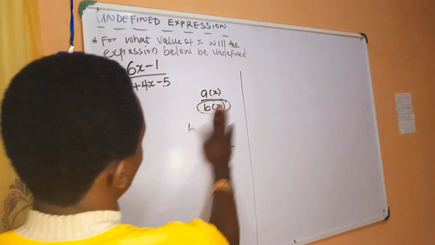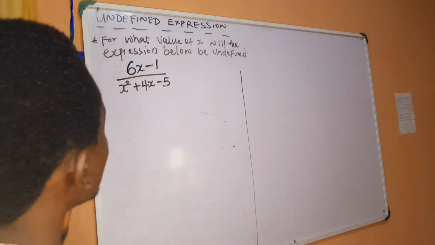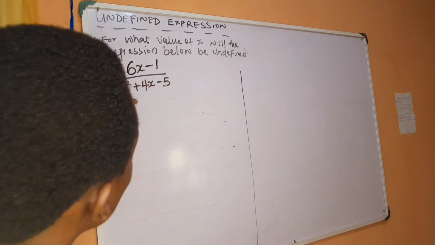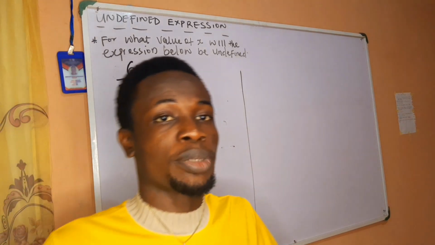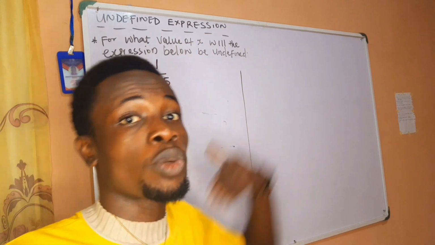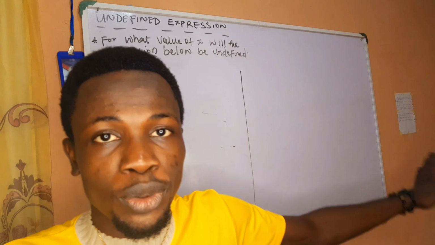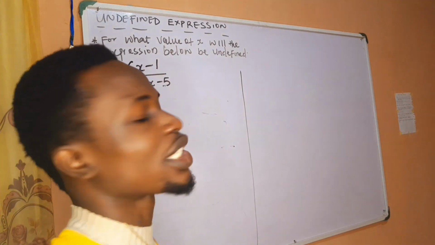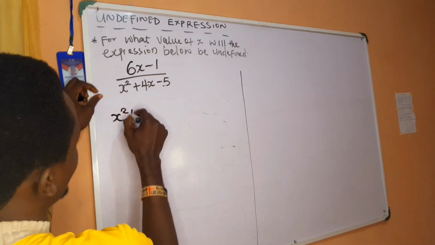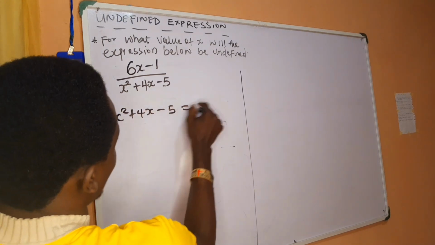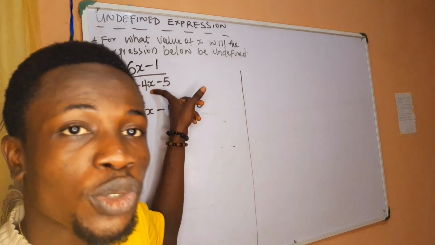Now, using this example here to explain further, we are asked, for what value of x will the expression below be undefined? Remember what we said, for an expression to be undefined, the value of the denominator must be equal to 0. So we are going to equate the denominator to 0, then find the value of x that will make this expression undefined. So let's get started. We have x squared, which is the denominator, plus 4x minus 5 equals 0. Yes, because for it to be undefined, this must be equal to 0.